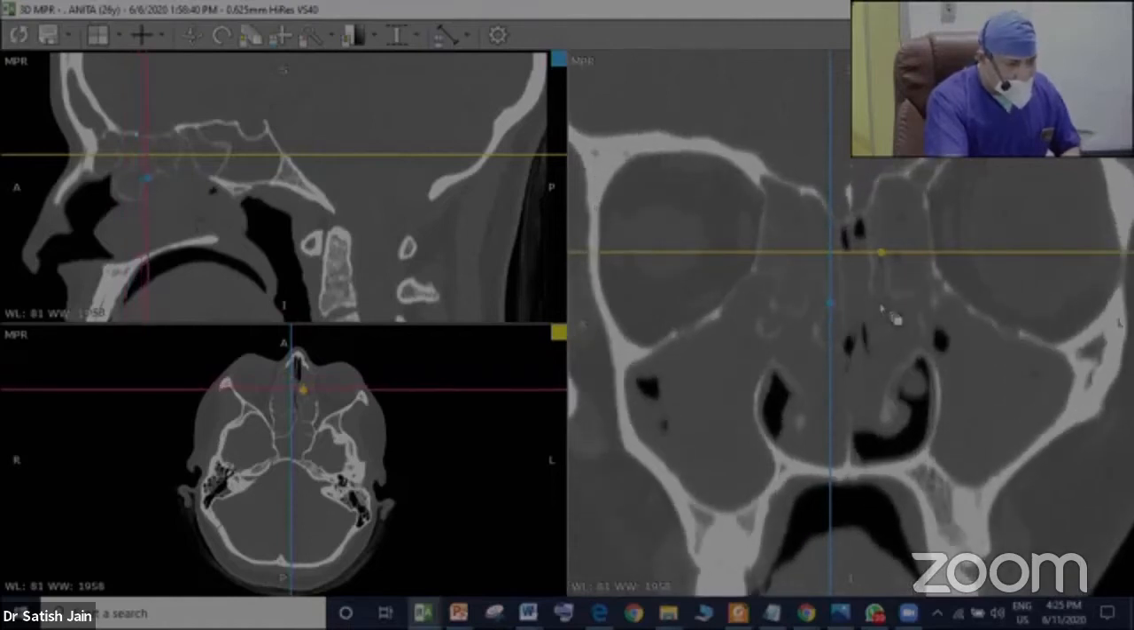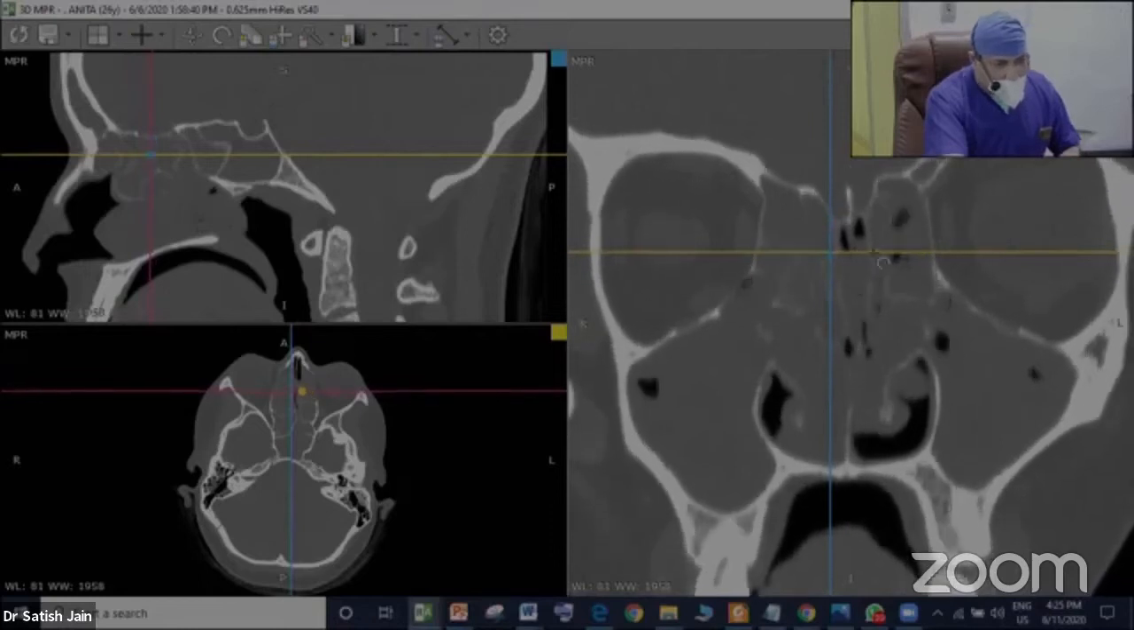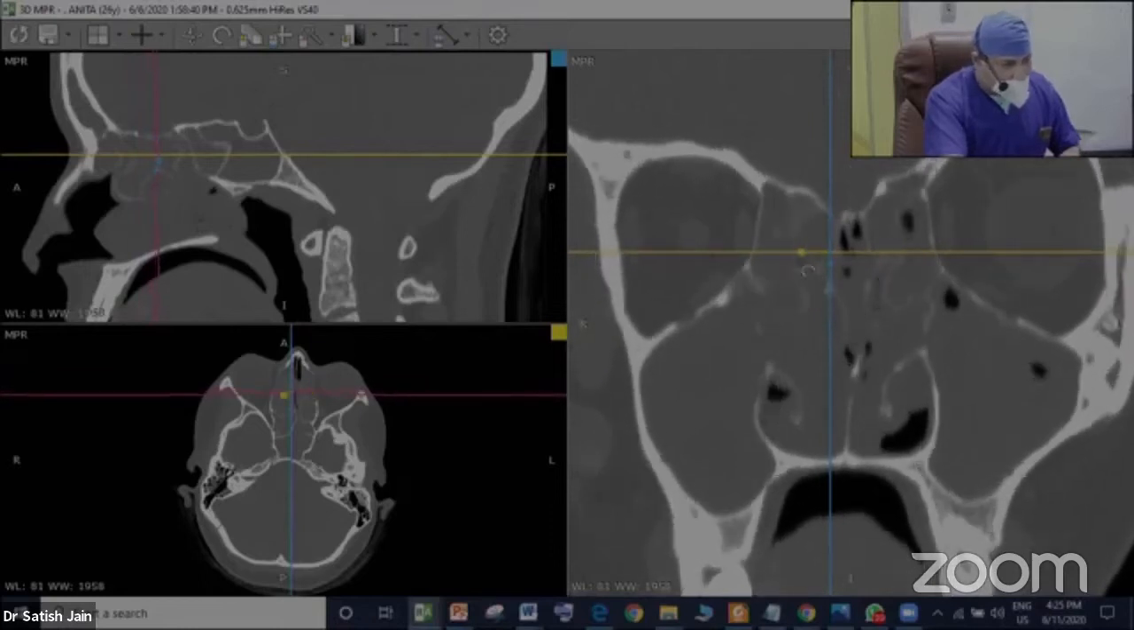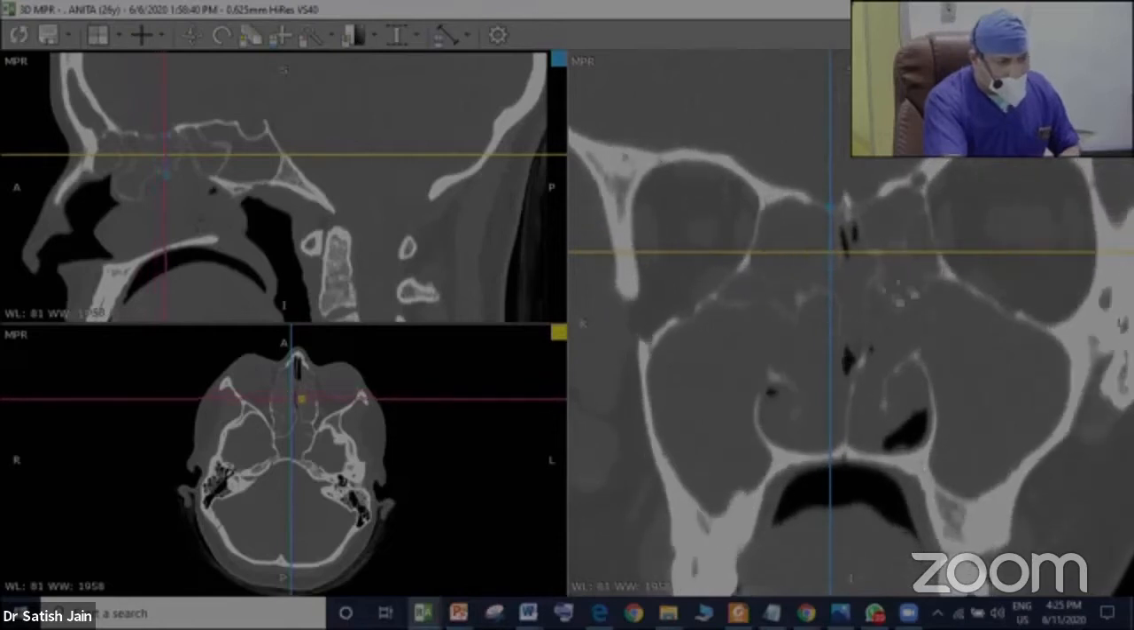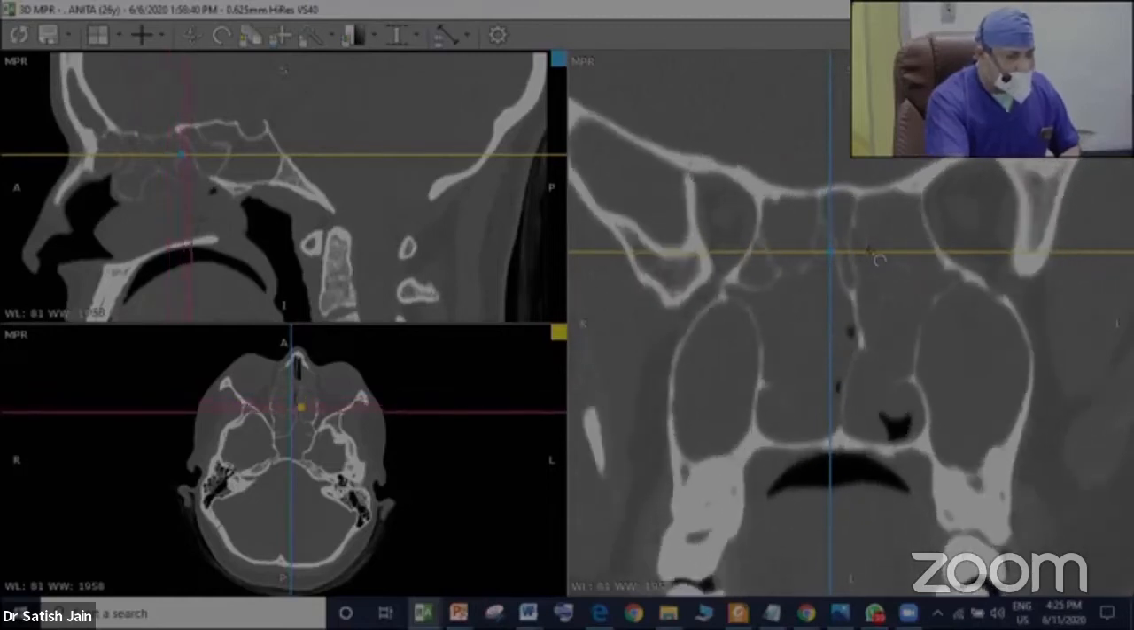Now see quickly as I go behind, the turbinate is moving laterally to the lamina papyracea. Turbinate is moving laterally, that is the basal lamella. And as you go behind the basal lamella, all these are posterior ethmoidal cells. And see the complete maxillary sinus, everything completely opacified. Pansinusitis, you can say, with a little bit of septal deviation behind.